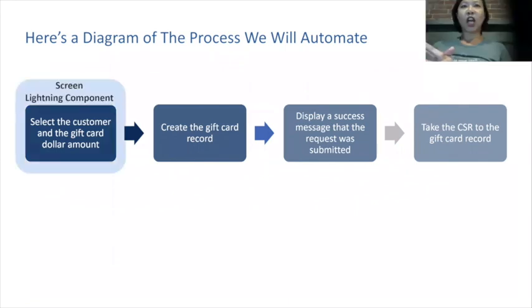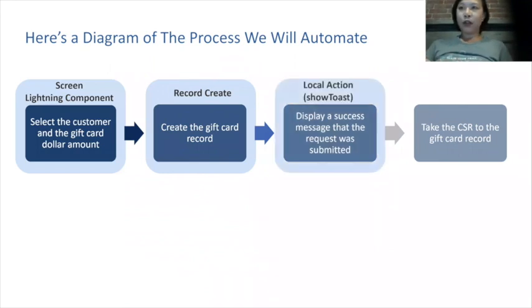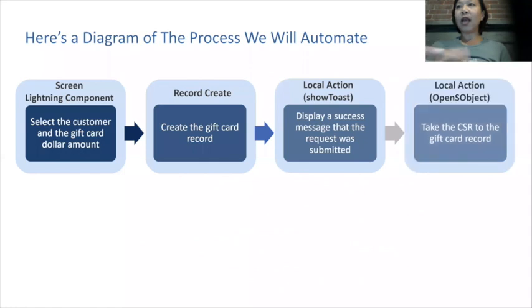Here, our first step, we're going to create a flow screen, and we're going to pull in that lookup Lightning component so that we can select the customer. The second step, we're going to do a record create, and that will create that gift card record. Third step, we're going to use the local action show toast to show that success message. And then lastly, we're going to use a local action Open Object. That will take us to that newly created gift card record.